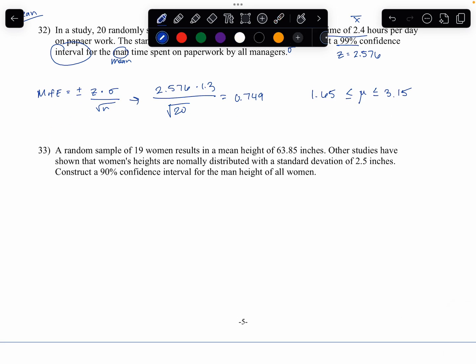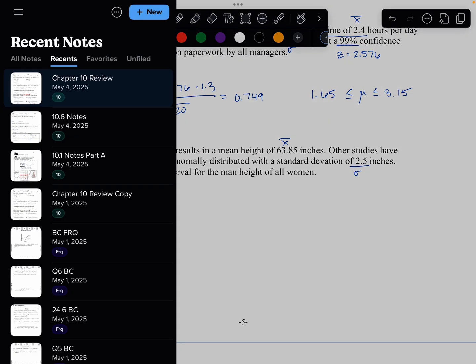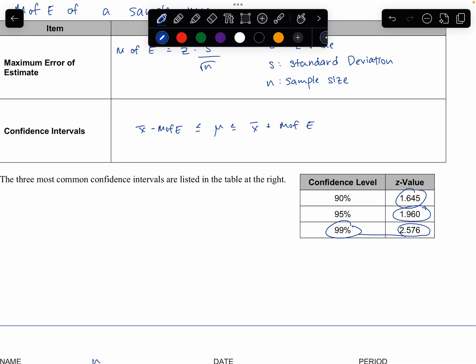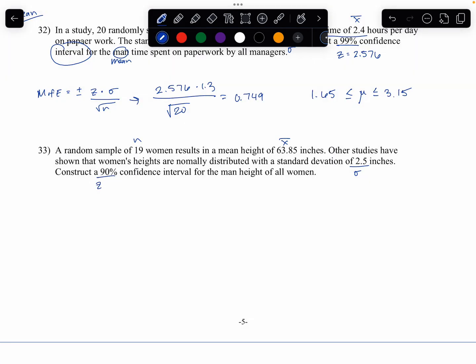A random sample of 19 women, so we have our sample size. 19 women results in a mean height of 63.85. So this is x bar. Other studies have shown women's heights are normally distributed with a standard deviation of 2.5. So there's our standard deviation. And we're trying to construct a 90% confidence interval. And so we're going to use a z value of 1.645. So z is equal to 1.645.